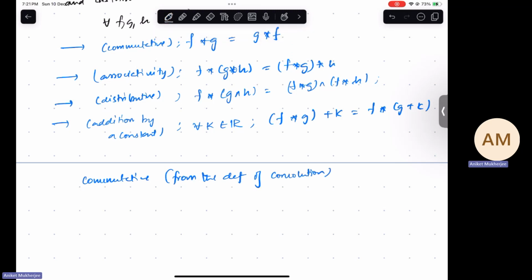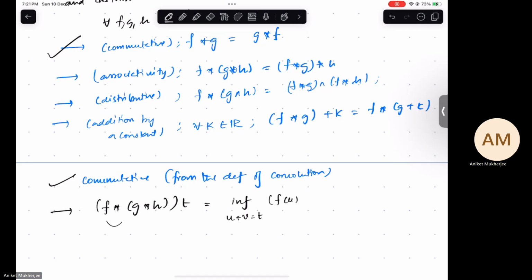So the first one is done, right? Second one, associativity. So we need to write f convolution g convolution h. This is infimum of. First we'll write the outer convolution. u plus v equal to t, f of u plus g convolution h of v.